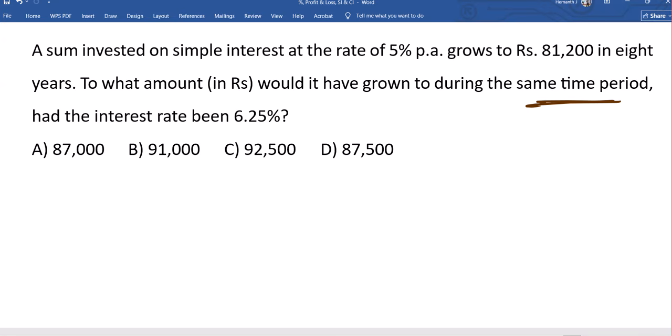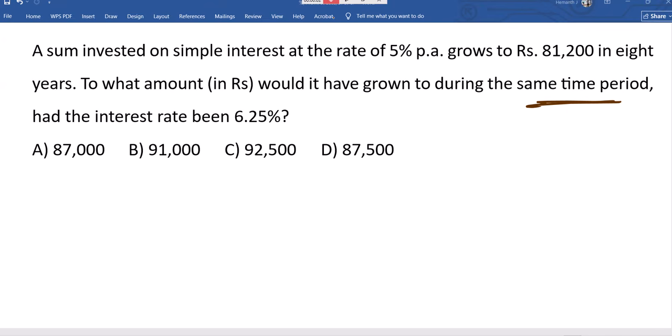In the first one, sir, I is not 81,200, my dear friend. 81,200 is principal plus interest together. Don't think that 81,200 is interest. Let me see how many of you are able to solve this question from profit and loss.